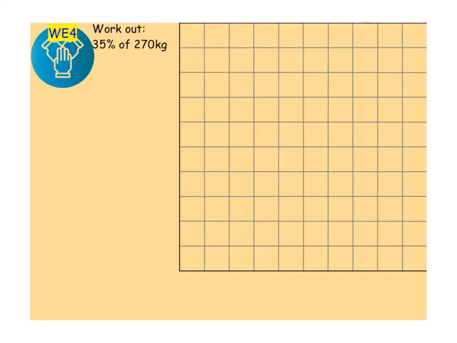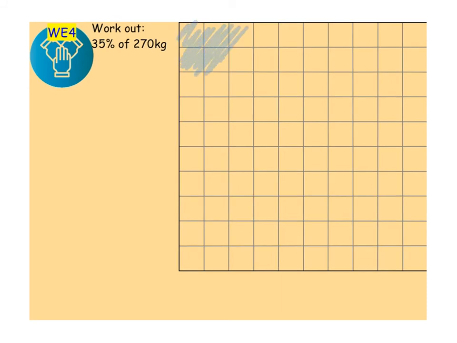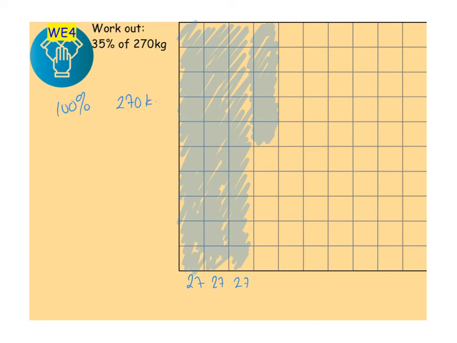Final example, 35% of 270 kilograms. So this time my whole is 270 and I need 35%. So I'll start off by shading my 30%. And I'll shade in my 5% as well. And so here's 27 because it's 10%, another 27 and another 27. So 100% was 270 kg.